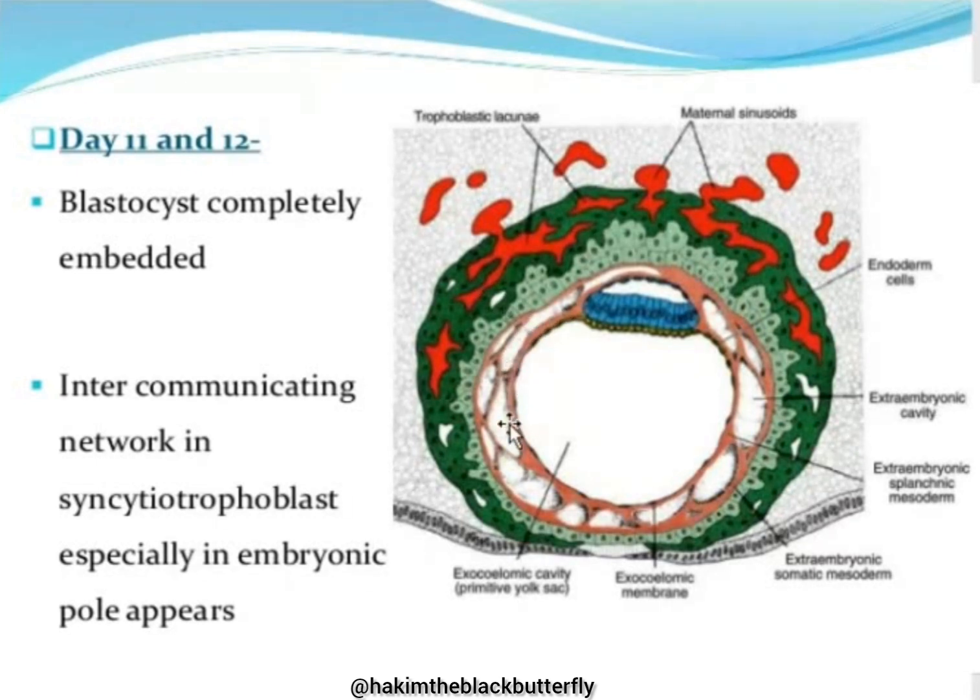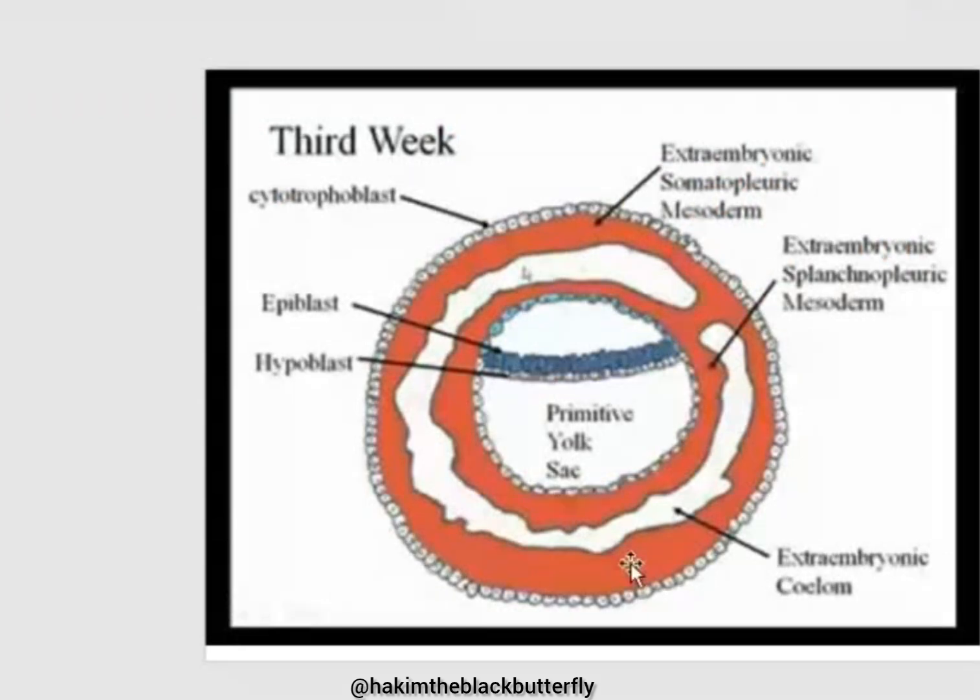So yolk sac membrane, amniotic membrane, chorionic membrane. Yolk sac membrane or yolk sac surrounding the yolk sac cavity. Amniotic membrane or amnion surrounding the amniotic cavity. Chorionic membrane or chorion surrounding the chorionic cavity.